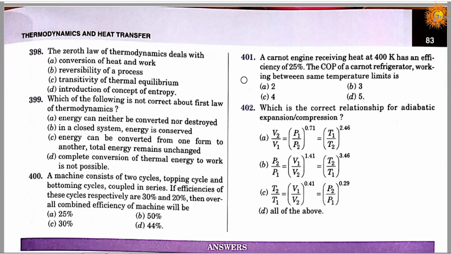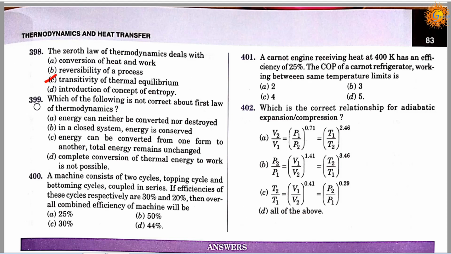Question number 398. The zeroth law of thermodynamics deals with option A, conversion of heat and work, option B, irreversibility of a process, option C, transitivity of thermal equilibrium, option D, introduction of concept of entropy. So the correct answer is C, transitivity of thermal equilibrium.